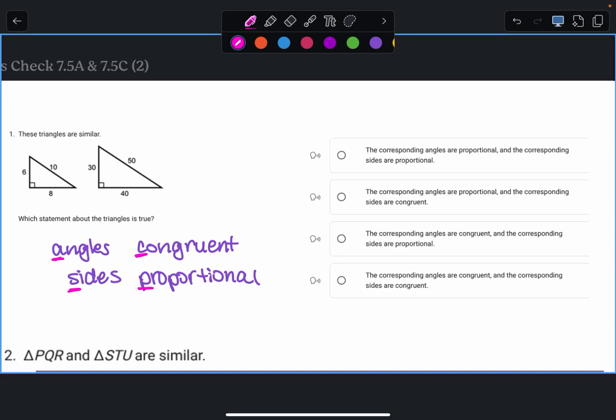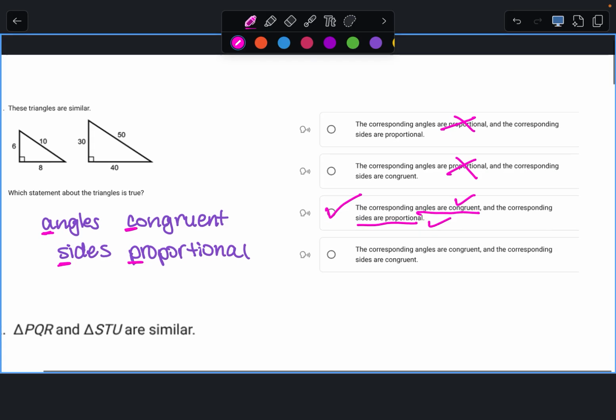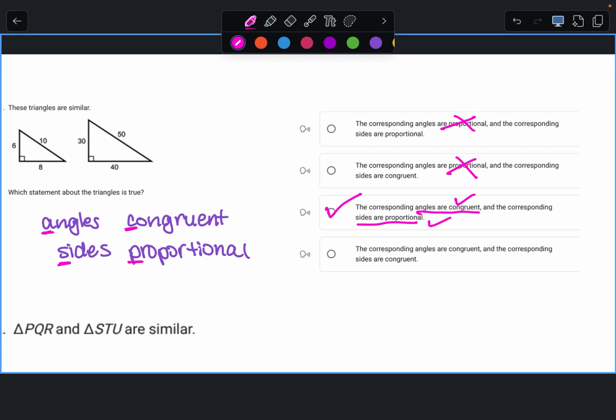So, option 1, angles are proportional. I know that's not true. Angles are congruent. Option number 2, corresponding angles are proportional. Nope, not true. Option number 3, corresponding angles are congruent. Okay, that's true. And the corresponding sides are proportional. That's true. So the answer is C. Answer choice D said the angles are congruent, which is true, but it also said sides are congruent, which is not true. So the answer is that third one there.